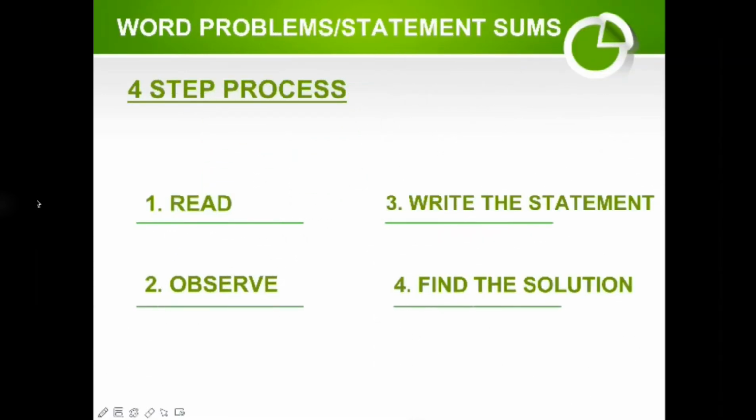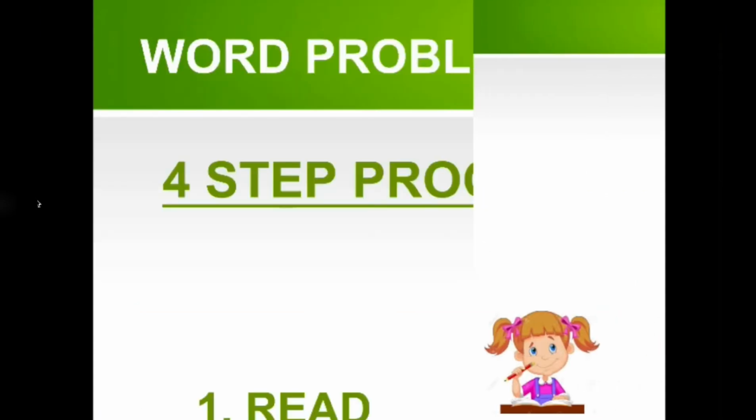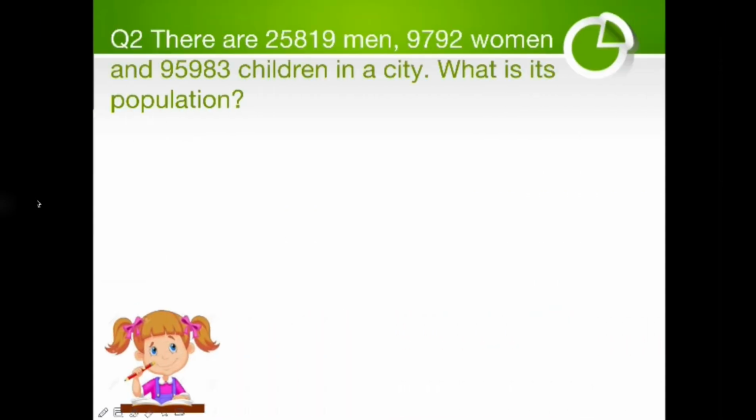Now, students, we must remember that solving word problems is a four-step process, right? First step is we need to read the given statement carefully. Secondly, observe and understand. Then write the statement for the given word problem. Finally, find the solution by doing the correct operation. Let us practice this by doing one word problem.